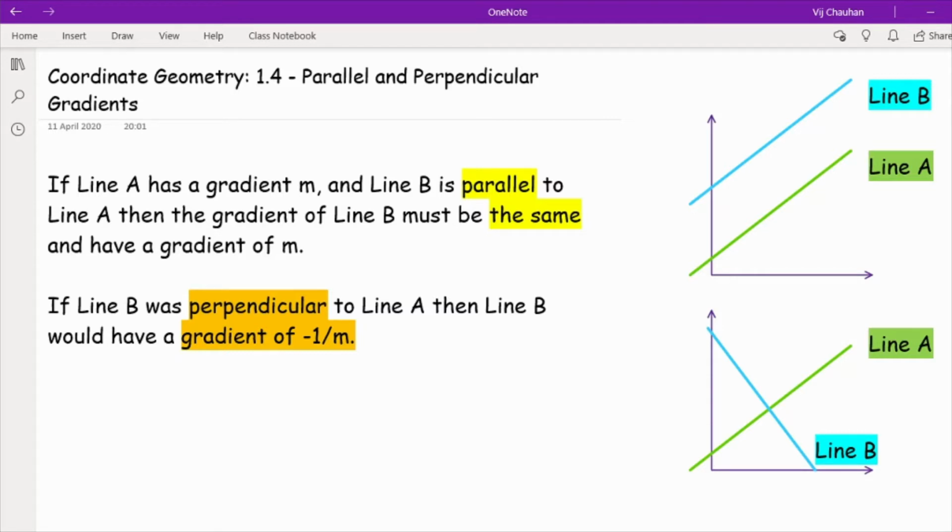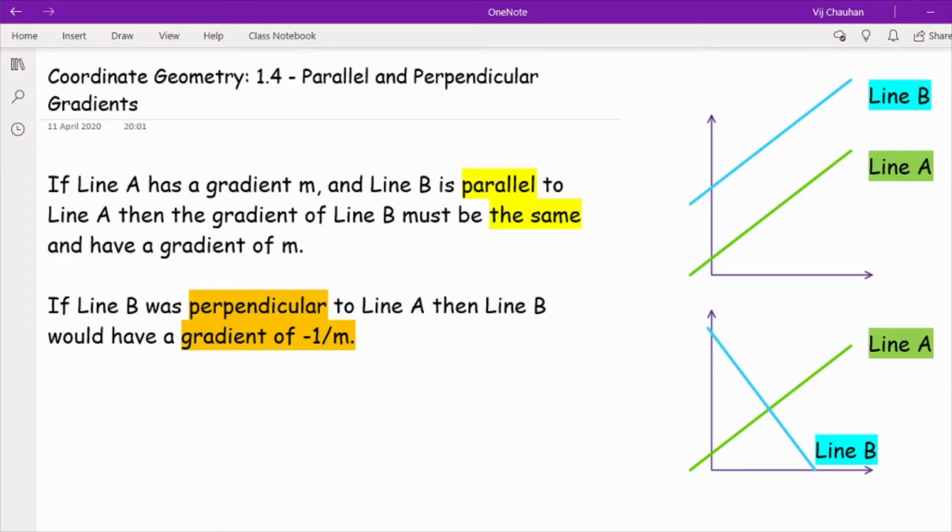So if line A, as shown in the top diagram, has a gradient of m and line B is parallel to line A, then the gradient of line B must be the same and also have a gradient of m. So the term of parallel lines is the fact that both lines, if they are parallel, will have the same gradient. If the gradient of line A was 3, then line B would also be 3. If it was -6, then line B would also be -6.